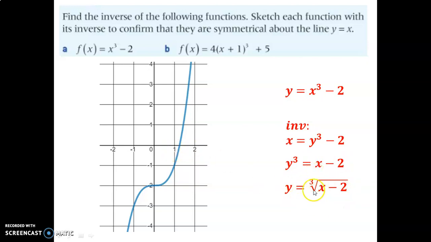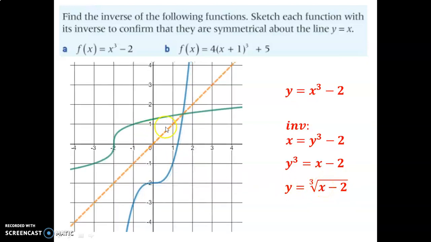If you put that on your calculator, let's try it, enter that equation on your calculator, and you should get this graph here, the green one. So now you have the original and the inverse graphed, and remember the inverse and the original always reflect over the line y equals x. So here's the line y equals x, and you can see it's a perfect reflection.